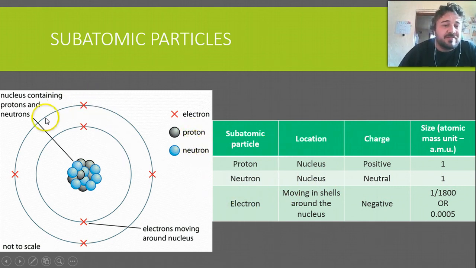Then we have electrons. And electrons are these guys. Now, these guys are constantly moving at almost the speed of light. They whiz around the nucleus in a shell. So electrons move in shells around the nucleus. They have a negative charge, which means they are attracted towards the nucleus here. We'll talk later on about why they don't crash into it. And they're very small. They're about 0.0005 of an atomic mass unit, or 1/1800th. It's actually 1850th the size of a proton.